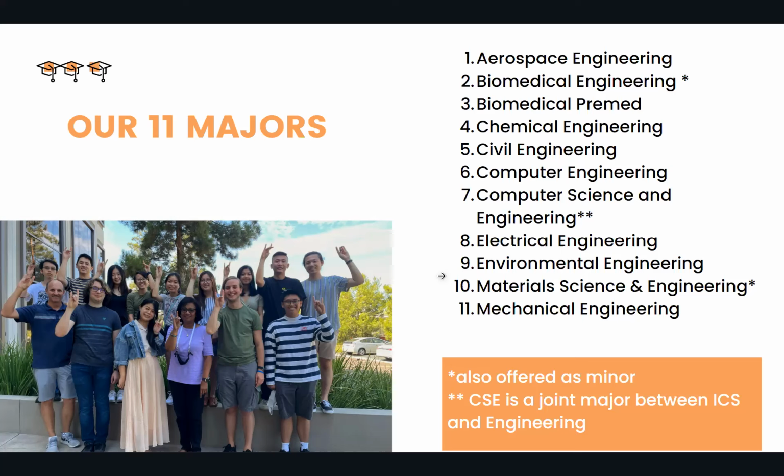And then for the computer science and engineering major, it is a joint major between the School of Information and Computer Sciences and the School of Engineering. So you'll have about half of the courses be software-based, and the other half are typically hardware circuitry-based because half of it is in the School of Engineering.